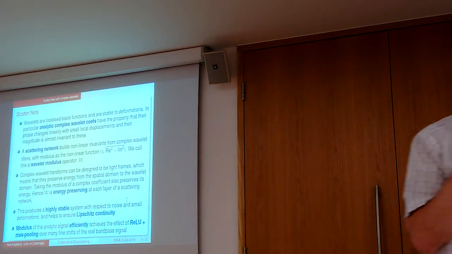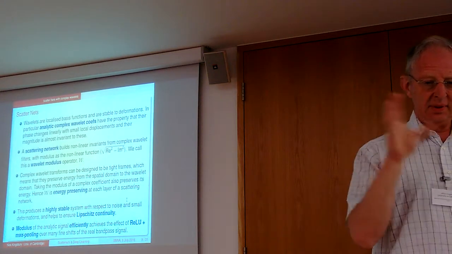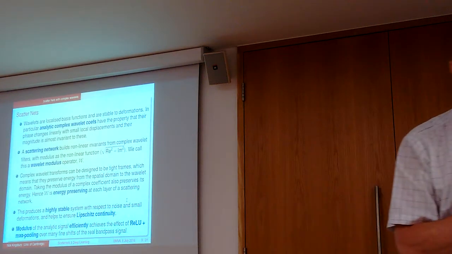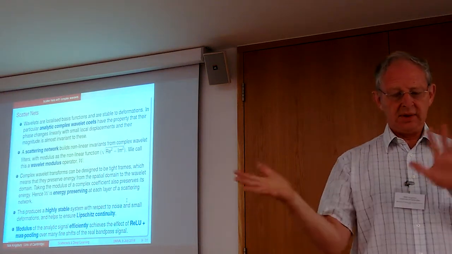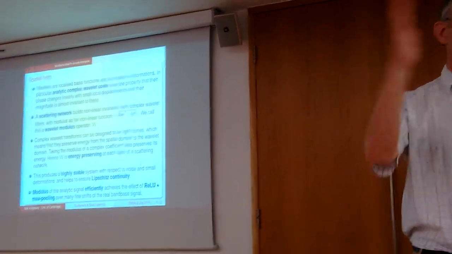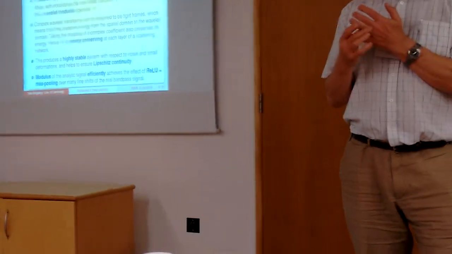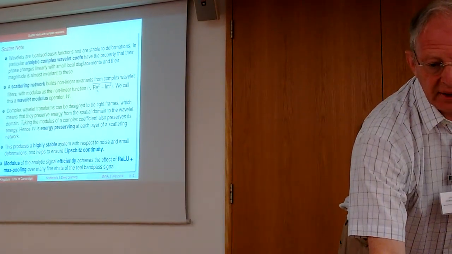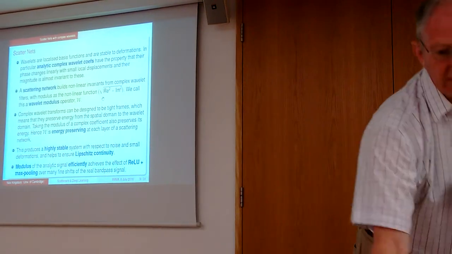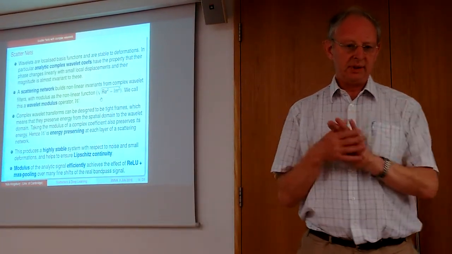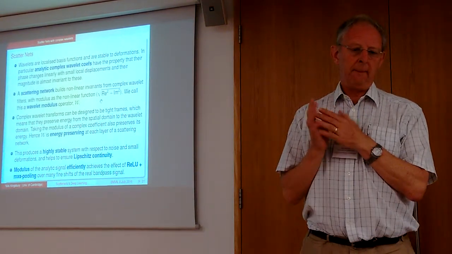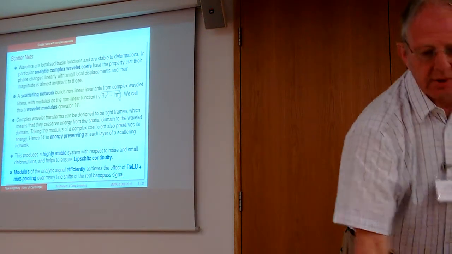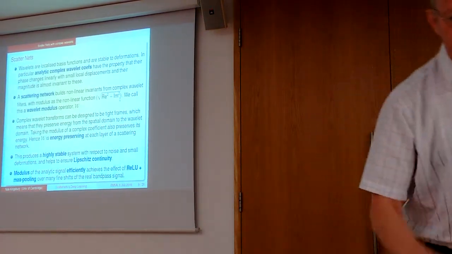Wavelets are highly localized, but they are stable to deformations. The smaller the deformation, the smaller the change to the wavelet coefficient. And these analytic complex wavelet coefficients, which I referred to just now, have this property that the phase changes linearly with shift, small local displacements, and the magnitude is invariant. And the scattering network builds on the nonlinear invariance from the complex wavelet filters by taking the complex modulus or wavelet modulus, which is the square root of real part squared plus imaginary part squared. And this is known as curly W.